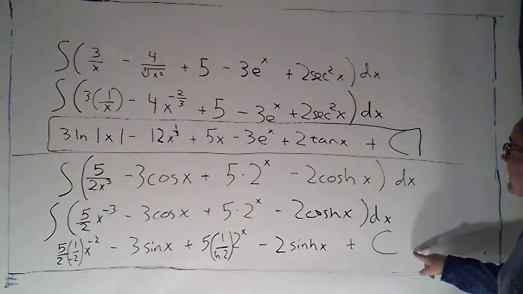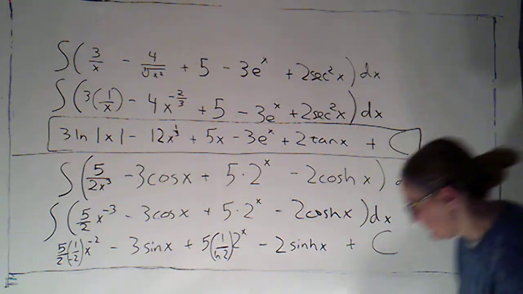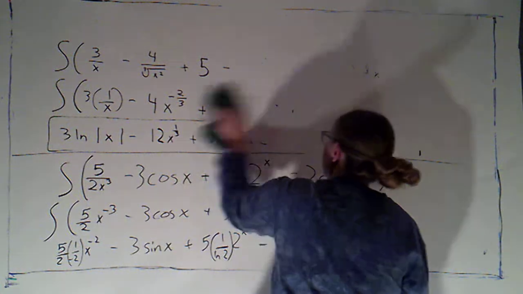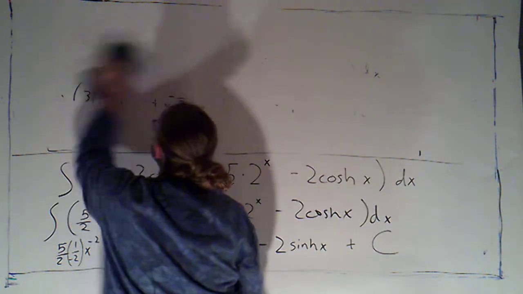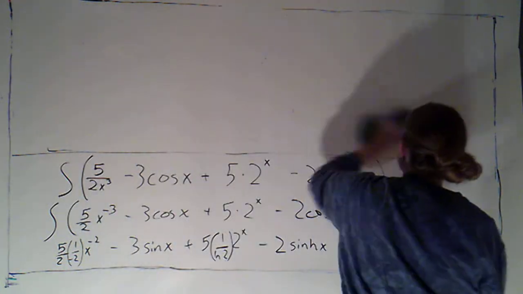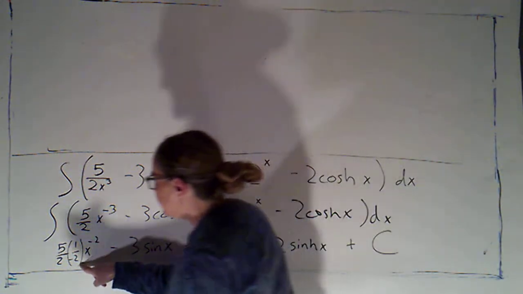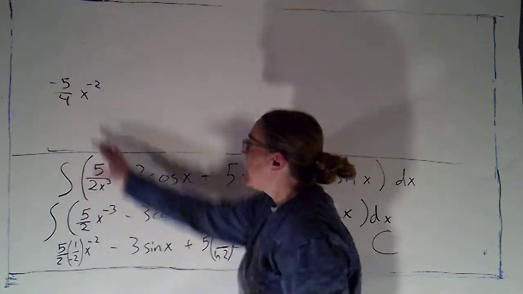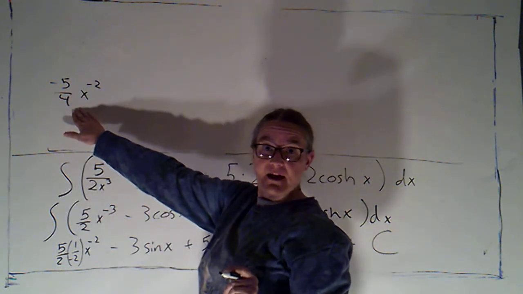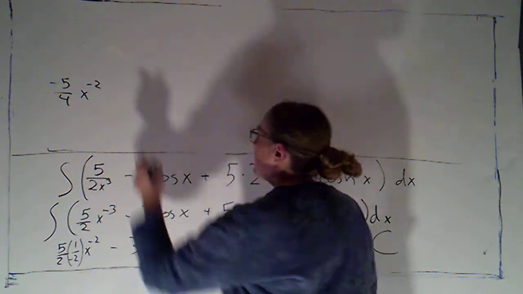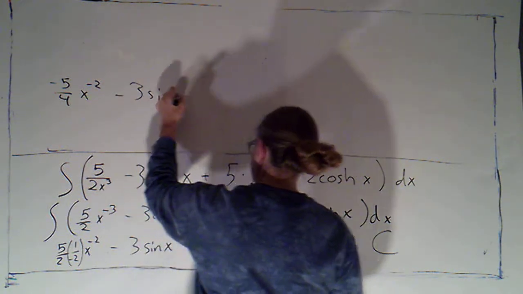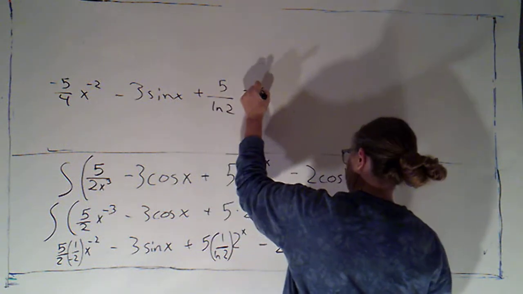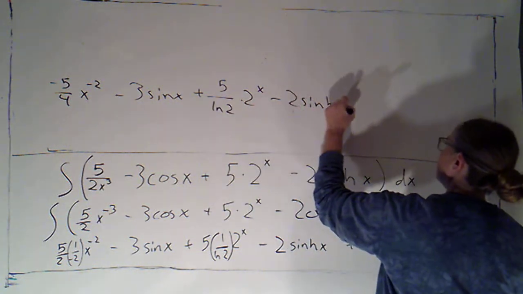Okay. And then I would just go back and simplify these things. I think what I'll do is erase this top function to give myself some more room to do that. Okay, so this is going to be negative 5/4 x to the negative 2. If you prefer to write that as x squared in the denominator, that's totally fine. Okay. Minus 3 sine x plus 5 over ln of 2 times 2 to the x minus 2 sinh x plus c.